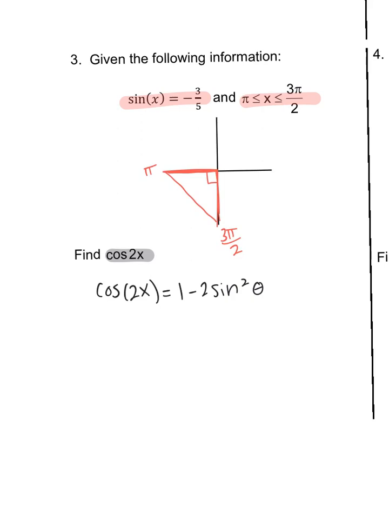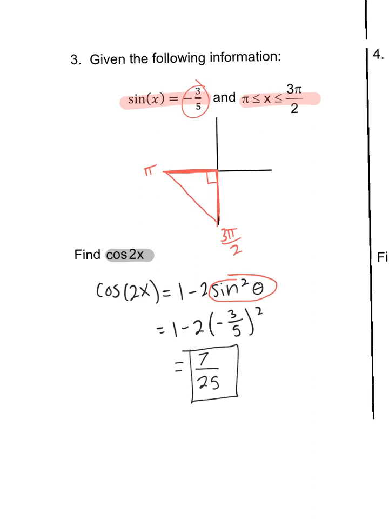Because now I don't really have to do any work. All I have to do is substitute the -3/5 in for where I see the sine squared, and that's it. So you're going to have 1 minus 2. I'm going to replace the sine squared with -3/5, and I'm going to square it. If you type that into your calculator, you get 7/25, and that's your answer. So there's no complicated drawings or anything like that with this problem. So check to see if one of the formulas that you have in your tool bag only involves the trig function that you were given.